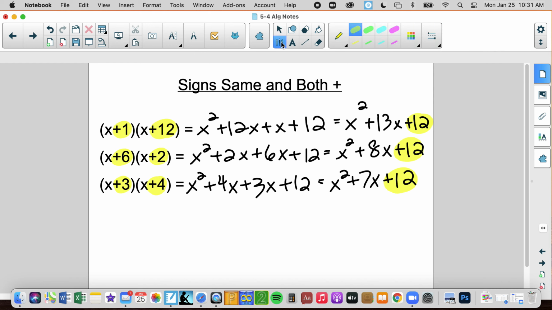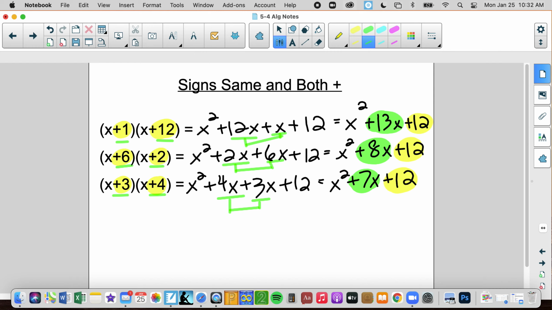What do we also notice? Well, hopefully you noticed that this number ended up being the sum of these two numbers. 4 plus 3 gave me 7. 2 plus 6 gave me 8. 12 plus 1 gave me 13. Well, how did we get that? Look at that. Positive 1 and positive 12 made positive 13. Positive 6 and positive 2 made positive 8. Positive 3 and positive 4 made positive 7.